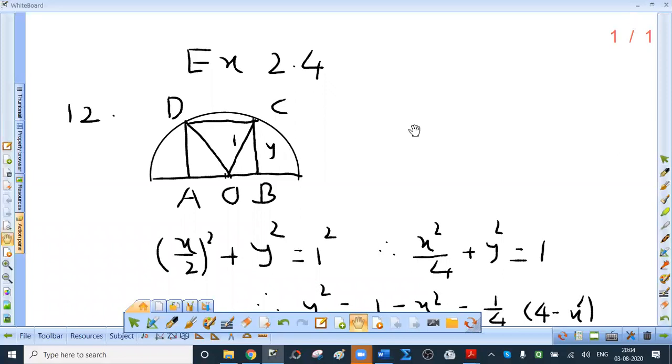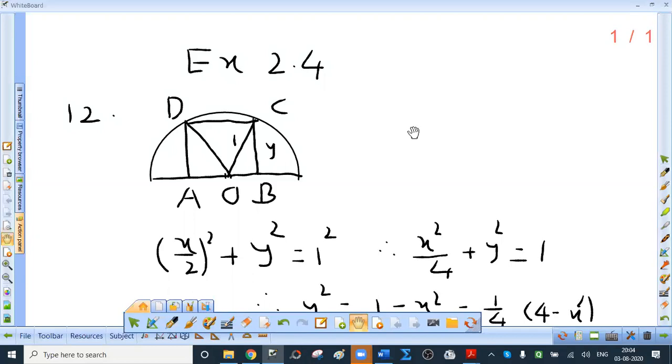Let AB equal to DC, opposite sides of rectangle. Let AB equal to DC equal to X and BC equal to AD equal to Y. Therefore, OB equal to OA equal to half X.